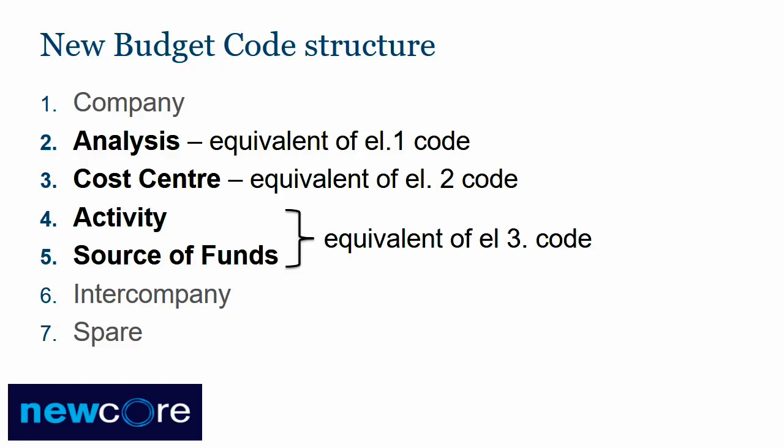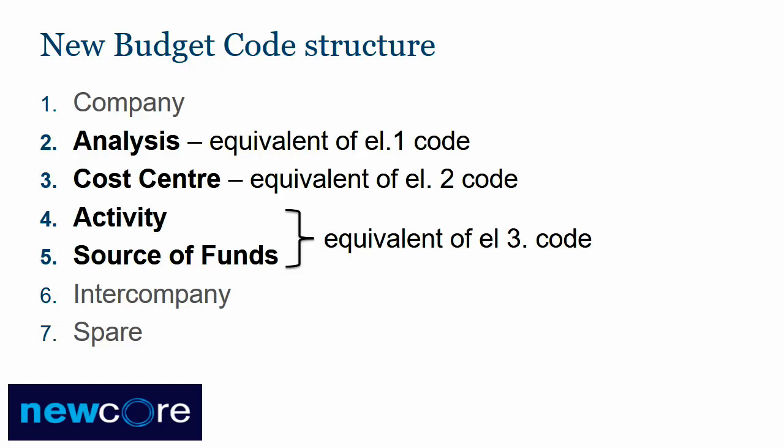You have the analysis, which is an equivalent of element 1 code. It won't be the same code, but it is an equivalent of it, so you understand what that means. Then cost center, very similar, equivalent to element 2 code. It won't be the same code again. It will be a different code, but it will work in a very similar way. And then we have the activity and source of funds, which is our element 3 code that we have now split into these 2 parts.